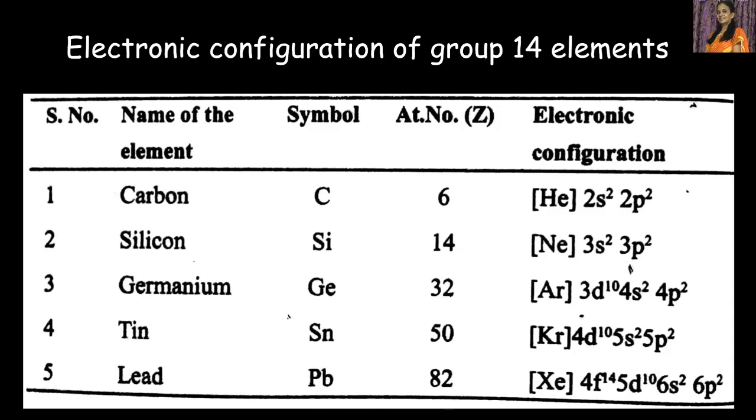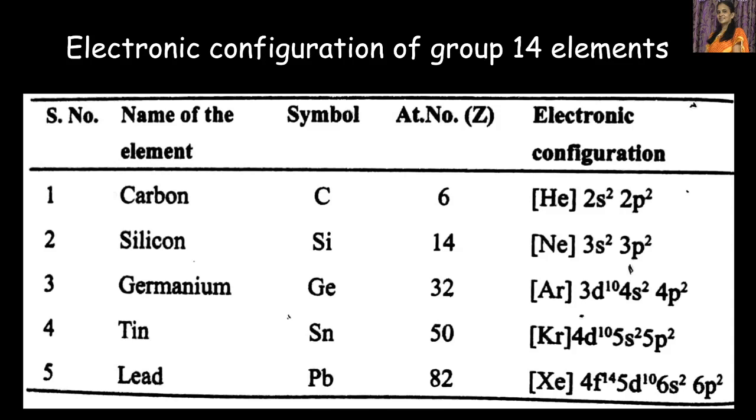Then if we consider atomic number 50, the symbol given is Sn. The electronic configuration is krypton 4d10 5s2 5p2. Krypton is 36 plus 10 is 46, 48 and 50.